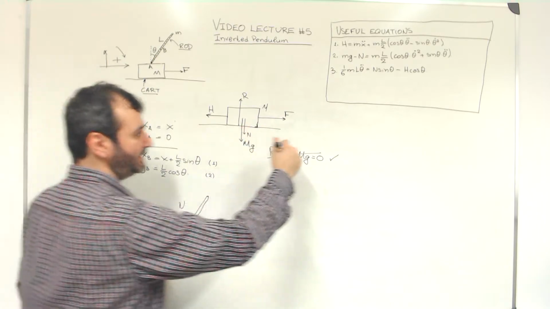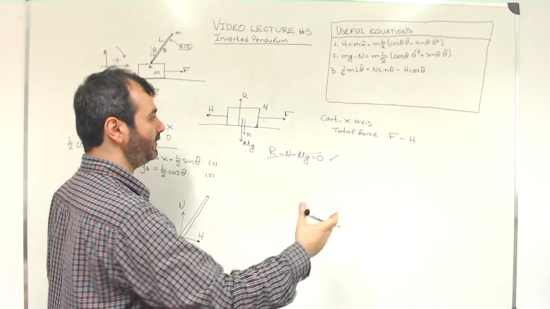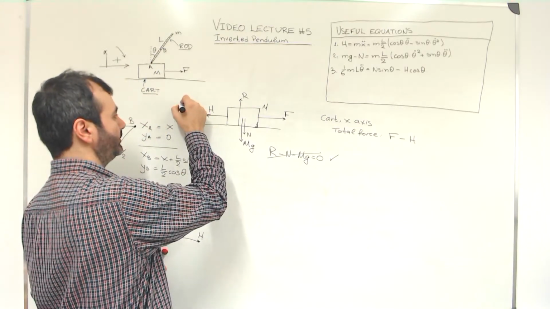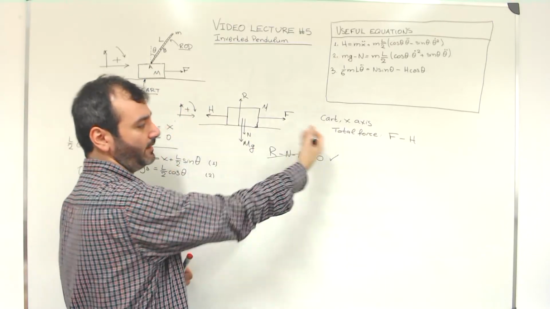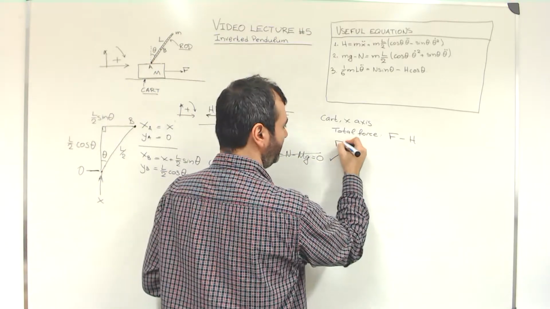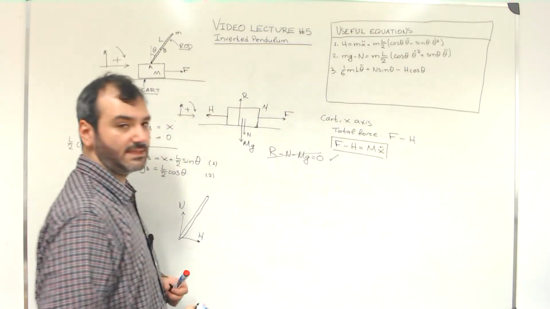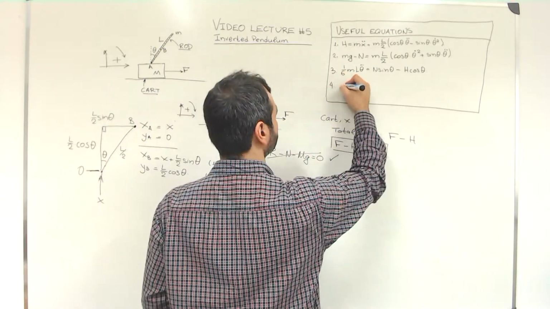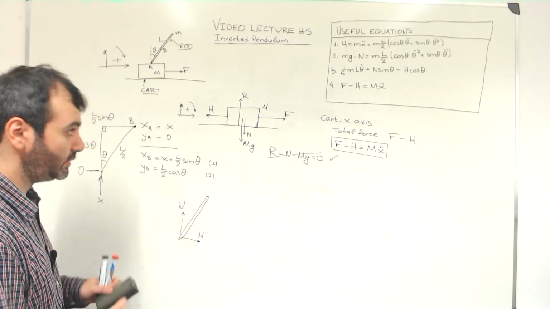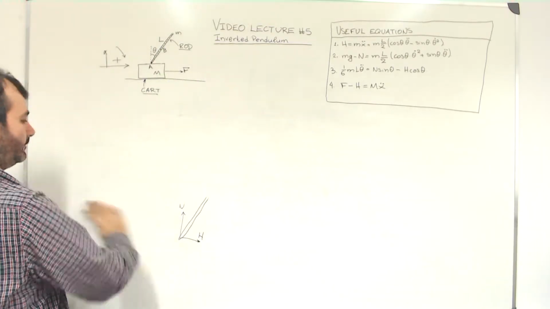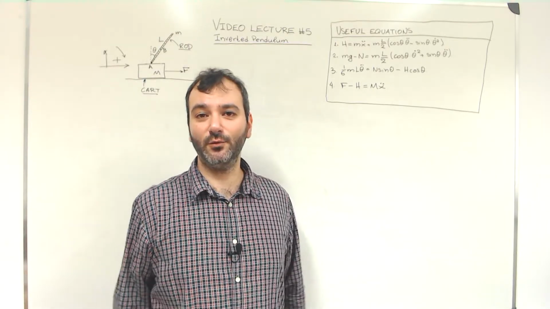So along the x-axis, the total force is F minus H. This is the system of reference. This is why it is F minus H. And F minus H is equal to, and this is the fourth useful equation. So now we have collected there 4 useful equations that describe the system dynamics, so there is nothing more we should do.